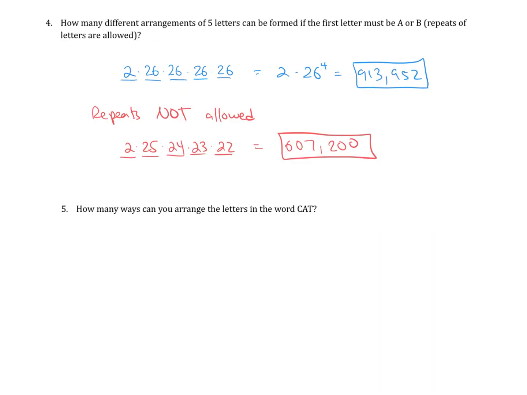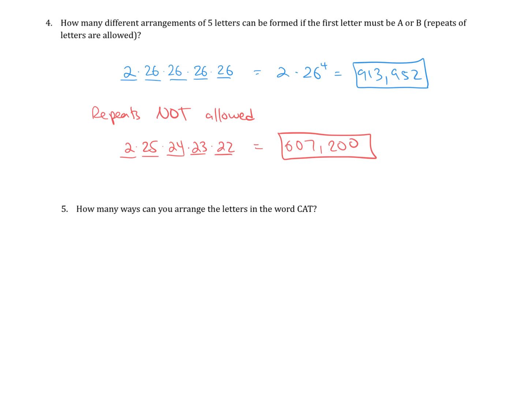How many ways can you arrange the letters in the word cat? Why don't you pause the video and see how many ways you can arrange those 3 letters in different ways. They don't have to be real words, but how many different 3-letter combinations with C, A, and T can you make?